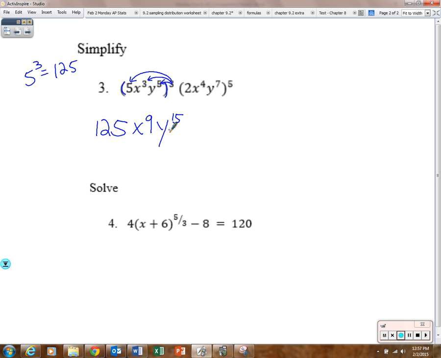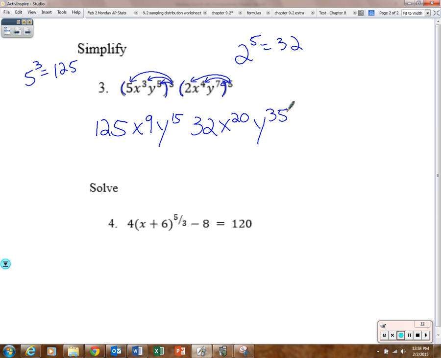All right, now we're going to do the other one. Same thing. We've got grouping symbols here. So 2 to the 5th power is 32. So we've got 32x, just like what we did before. We've got a 4 and a 5, so that's going to be x to the 20th. And then we've got y to the 7th to the 5th. Well, 7 times 5 is 35, so y to the 35th power.